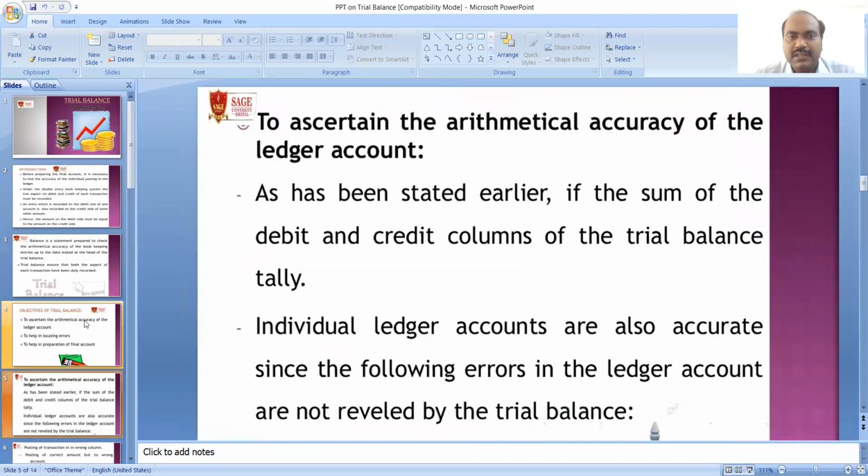Now let us see the first one, to ascertain the arithmetical accuracy of the ledger accounts. As has been stated earlier, if the sum of the debit and credit columns of the trial balance tally, then we can say that you can proceed with the preparation of final accounts. But individual ledger accounts must also be accurate, since some errors in the ledger accounts are not revealed by the trial balance. Hence, we have to ensure that even individual accounts are accurate.